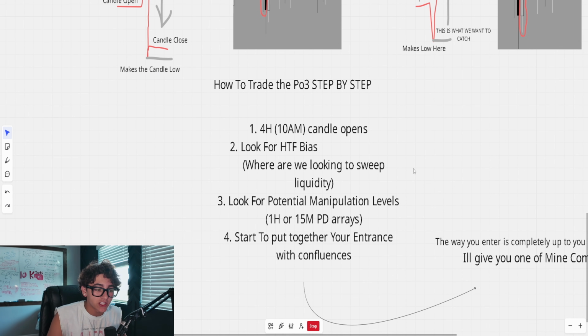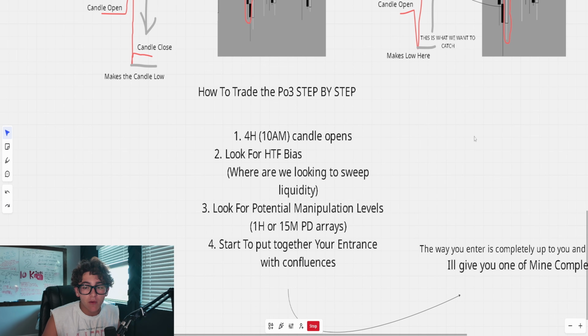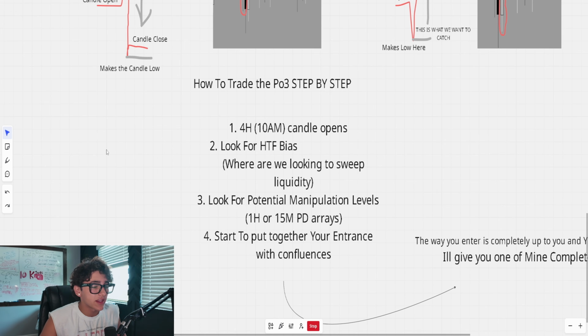Now, for potential manipulation levels, on where the candle is going to create the wick before flipping, we can look at the 1-hour or 15-minute PD arrays. A PD array can count as multiple things. It can be a breaker block, it can be a rejection block, it can be a fair value gap, it can be equilibrium, tons of different PD arrays.